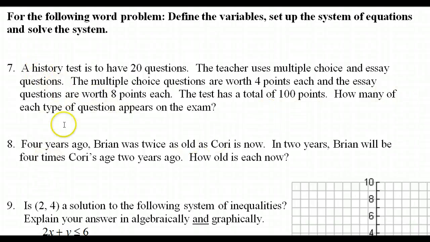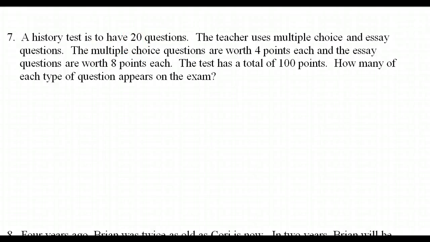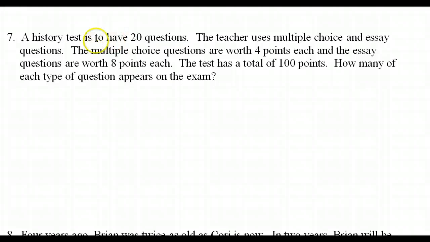I'm going to do 7 and 8, so 2 examples of a word problem. So I'm going to give myself some more space. Let's take a look at this. A history test is to have 20 questions. The teacher uses multiple choice and essay questions. So 2 kinds of questions, of which there are 20. The multiple choice questions are worth 4 points each, and the essay questions are worth 8 points each. The test has a total of 100 points. How many of each type of question appears on the exam?